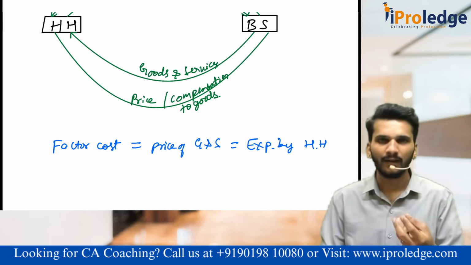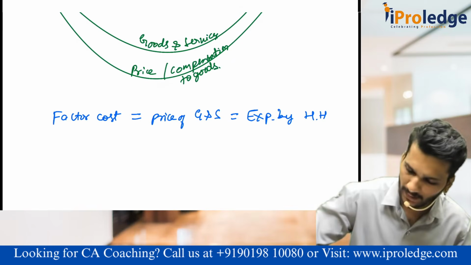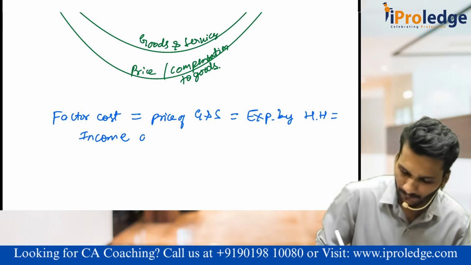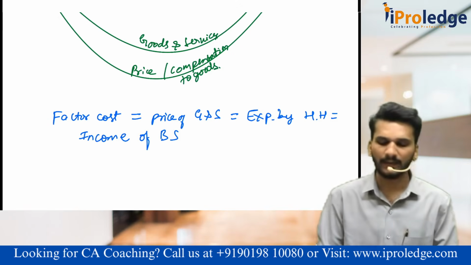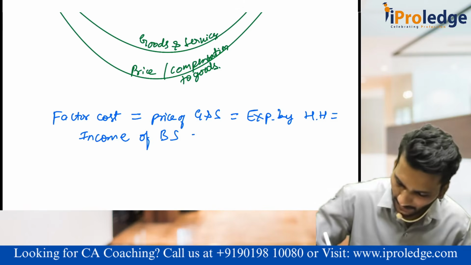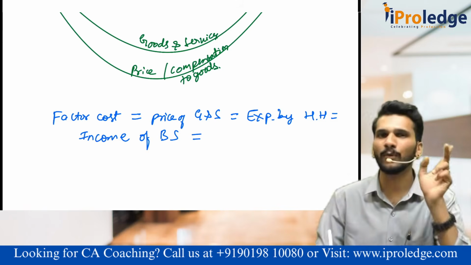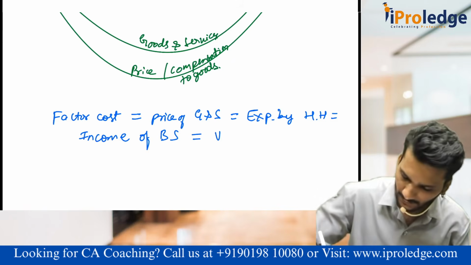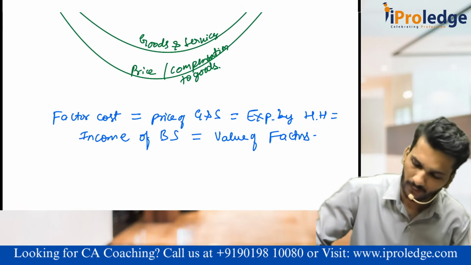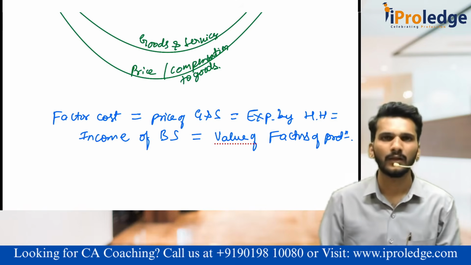When I spend it, it should be income of somebody. Sir, whose pocket does it go to? Again, it goes to the pocket of the business sector. It is the income of the business sector. Whenever I say the income of the business sector, again they use the same money for borrowing the factors of production from the household. Again we say it is the value of factors of production.